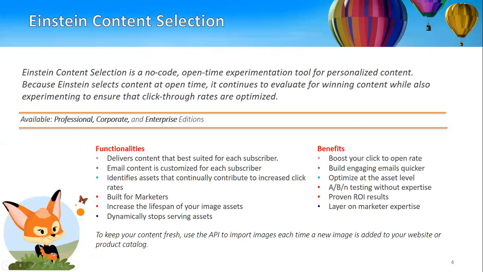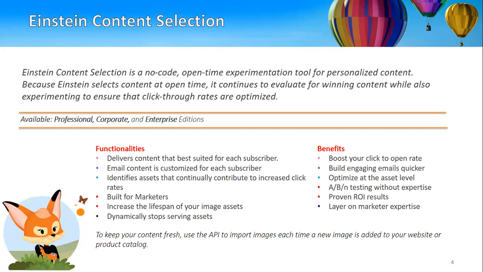So customer information, what you supply to each email, is customized for that subscriber, and it's sent using the assets you have already provided. As the subscribers open your message, Einstein analyzes click results to identify the assets that continually contribute to increased click rates. So using real-time analysis, Einstein finds the assets that prompt customers to click on a link in the email and selects that asset more frequently over future sends.